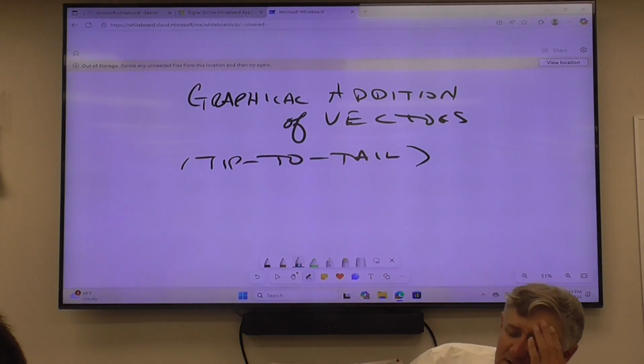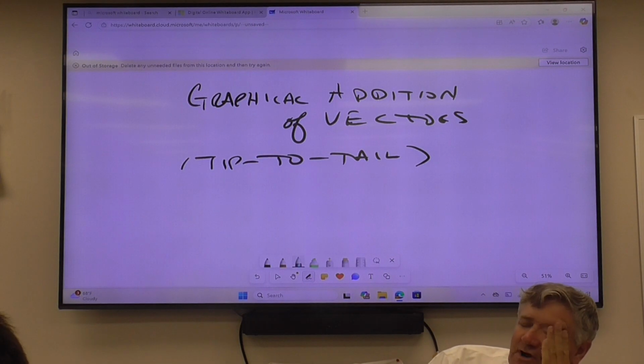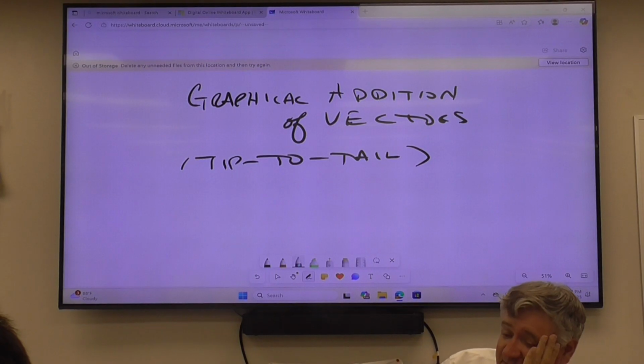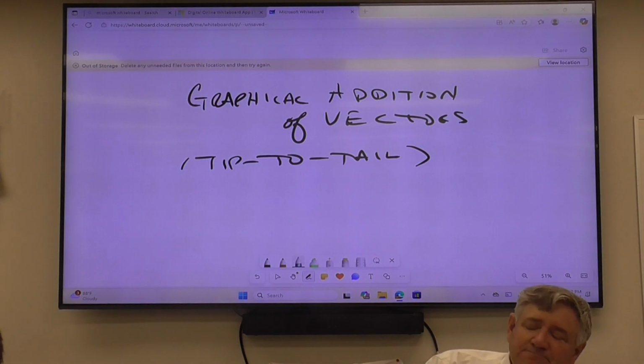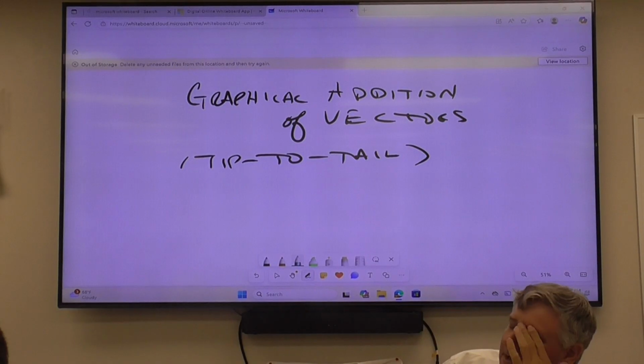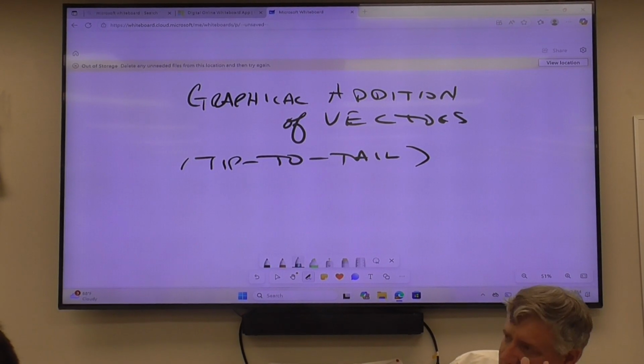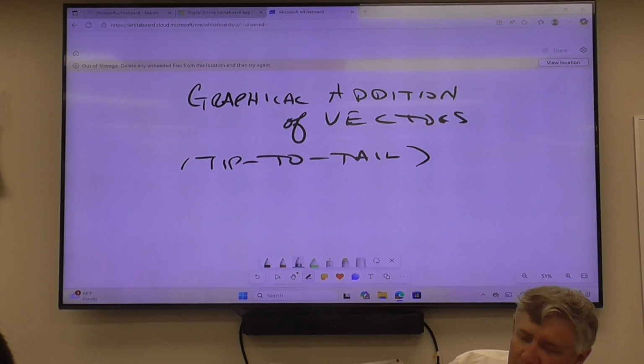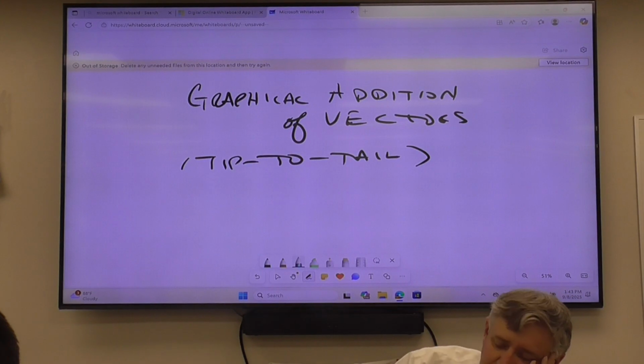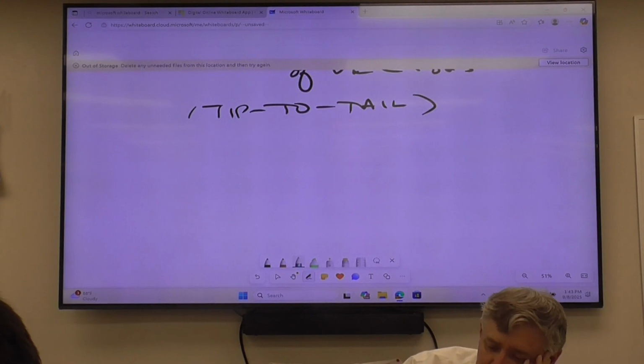Okay, so this sounds very daunting. The graphical addition of vectors using the tip-to-tail method. It sounds horrible, okay? It's really not. And you all understand the method. I just have to convince you that you already know how to do it, okay? So let me give you a simple example.